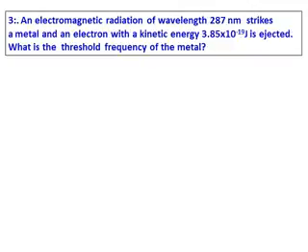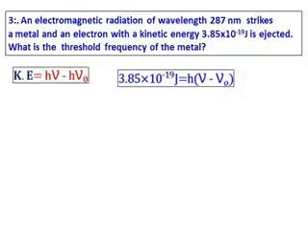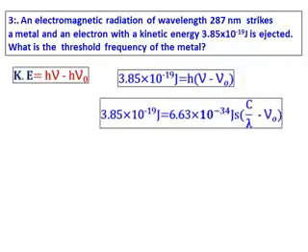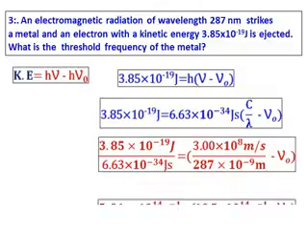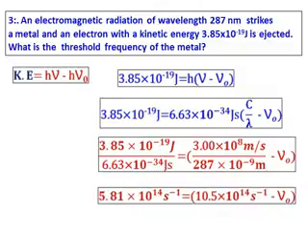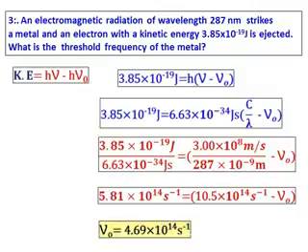An electromagnetic radiation of wavelength 287 nanometers strikes a metal, and an electron with a kinetic energy of 3.85 times 10 to the power of negative 19 joules is ejected. What is the threshold frequency of the metal? Use the same equation, but I have represented it in such a form that you can see the threshold frequency. Nu 0 is the one they have asked for, and kinetic energy is also given. Nu is not given, but it can be calculated because the wavelength is given. The detailed steps of calculation are given there, because it is easier to calculate and you will make fewer mistakes if you calculate the way I have shown.